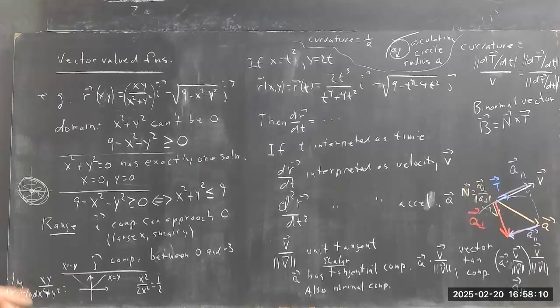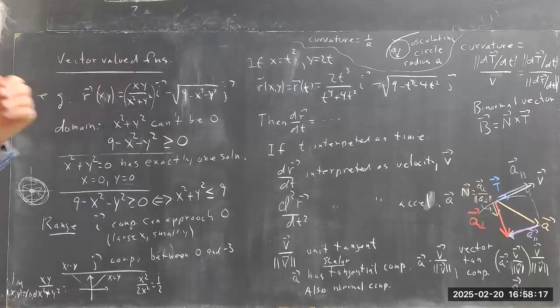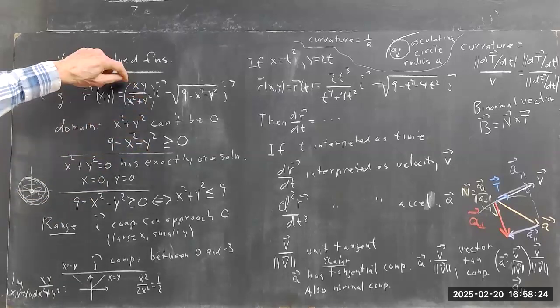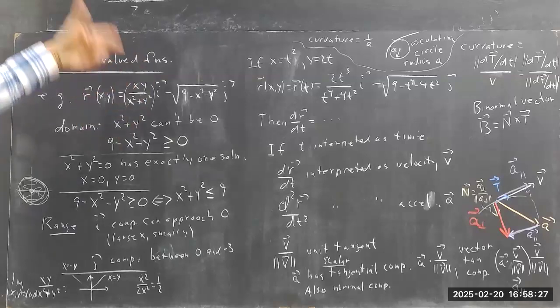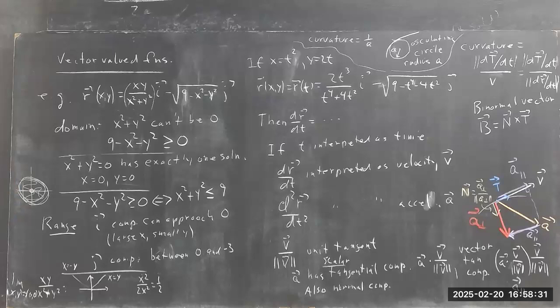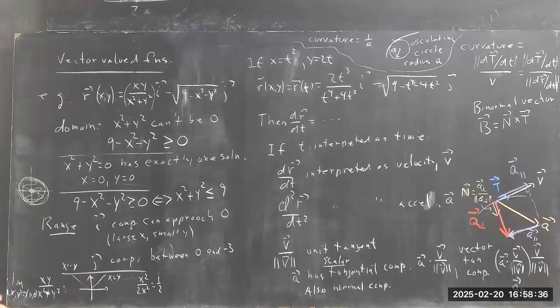Okay, in the range, well, we say the i component can approach 0. Okay, so this thing could approach 0. Now, it could be positive or negative. The denominator is always positive. But if x and y have the same sign, it's positive. If they have different signs, it's negative. But this can get arbitrarily close to 0, depending on how we approach the origin.